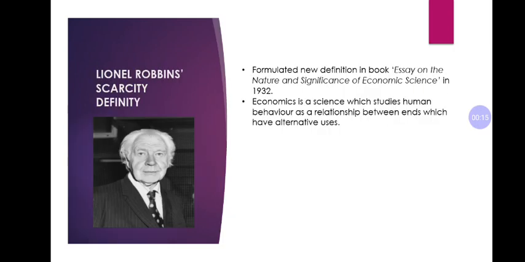The first, scarcity definition by Lionel Robbins. A neoclassical economist himself, Robbins had criticized Marshall's definition as one that lacked analytical clarity. According to him, economics is a science which studies human behavior as a relationship between ends and scarce means which have alternative uses. He was possibly one of the first who stressed on the problems of scarcity and subsequently choice.